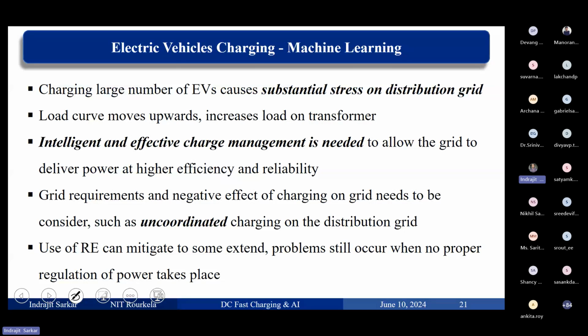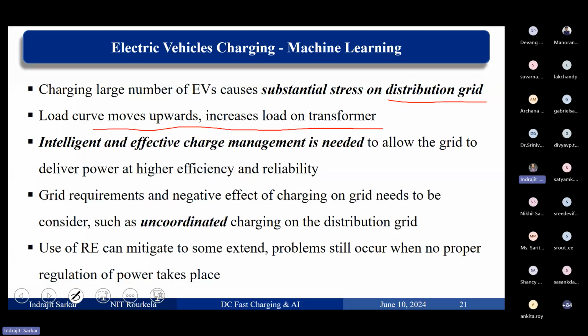So electric vehicle charging, machine learning, charging large number of EV causes substantial stress on distribution grid. We are mentioning the distribution grid we are talking about. Load curve moves upward, increase load on transformer. That is what I already mentioned. This I forgot to mention on transformer. I was attending a meeting that time.